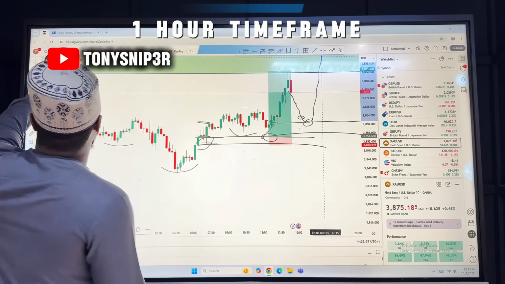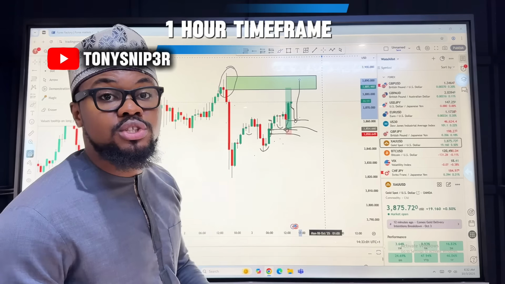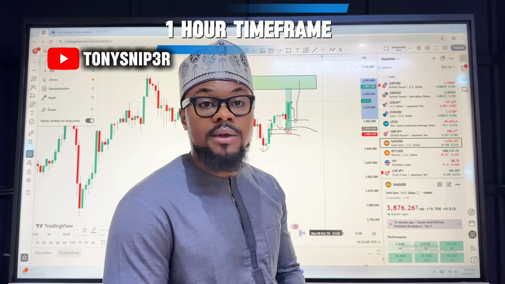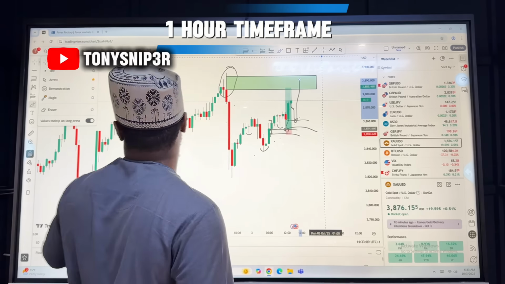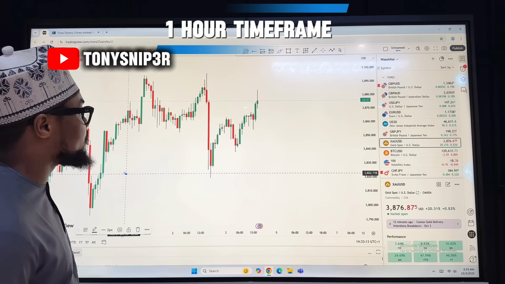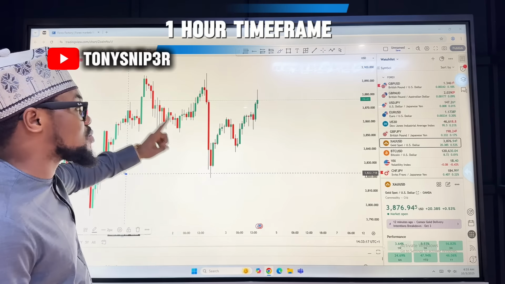Now let's check the 1 hour time frame. By now, I'm sure everybody knows how to draw their key level from your weekly time frame down to your 15 minutes. That's why I don't waste time going back there again, okay? Now let's look at the 1 hour. Now this is your 1 hour time frame. On your 1 hour time frame, can you spot a head and shoulder? No. That was why you had to scale down to where?